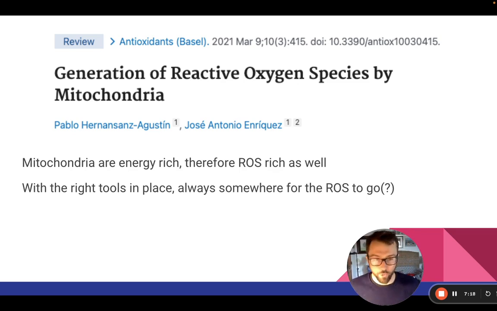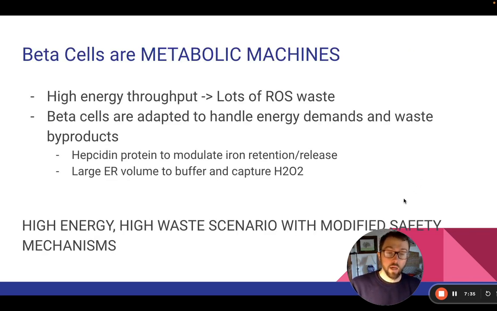So all cells create ROS. The more energy that's being created, the more waste byproducts there are going to be. The mitochondria is one of those places where there's a lot of energy being created and a lot of waste. Now, put that in the context of beta cells. Okay, beta cells are incredibly metabolically active. They have to be. In a healthy body, they have to be.